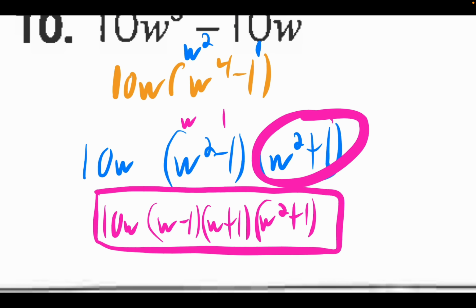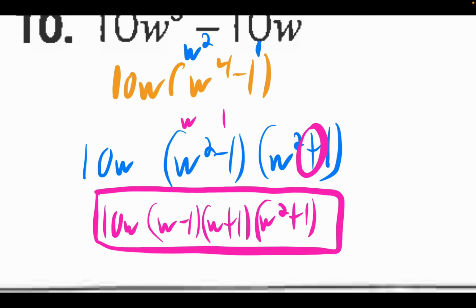Now, this cannot factor further, however, because it's not a difference of 2 squares. It is a sum of 2 squares. And the sum of 2 squares cannot factor. It will never actually be able to factor.